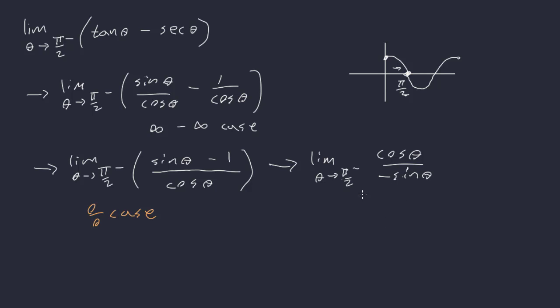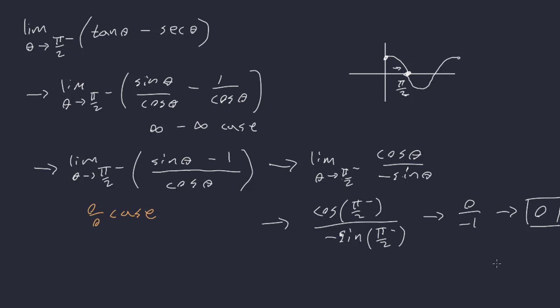All right, and now we should just be able to plug things in because cosine of pi over 2 is 0. However, sine of pi over 2 is 1. All right, so we will end up with 0 over negative 1, which is 0. Okay, there we go. So it may have been pretty clear here that these would cancel each other out since the sine theta is going to 1 here, but with L'Hopital's rule we can actually verify that.